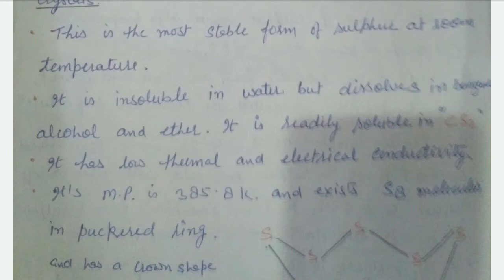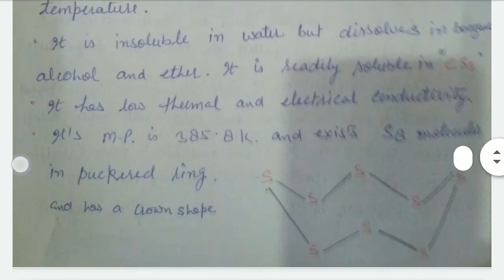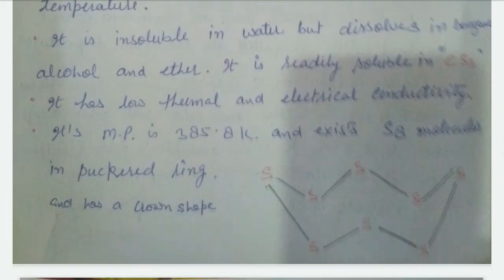Its melting point is 385.8 Kelvin and it exists as S8 molecules. It means 8 atoms of sulfur combine to form a sulfur molecule. It has a crown-like shape, a puckered ring, with a crown shape like this.